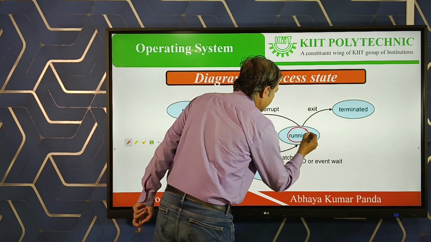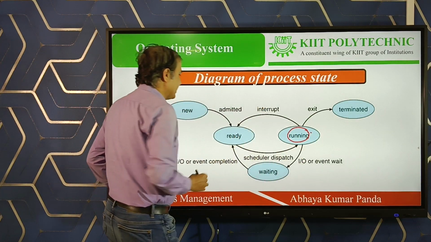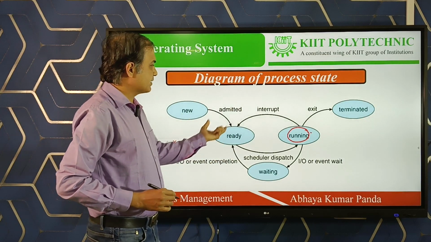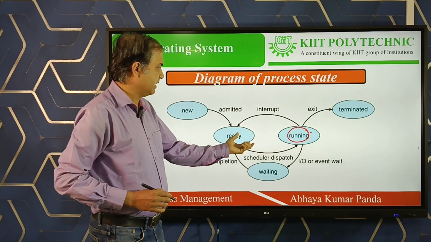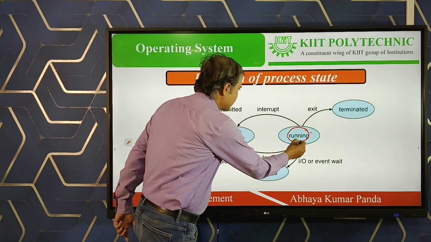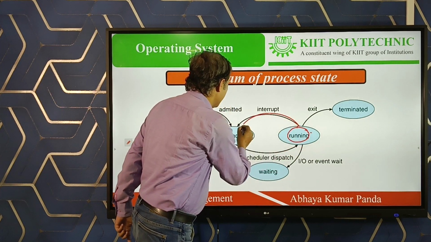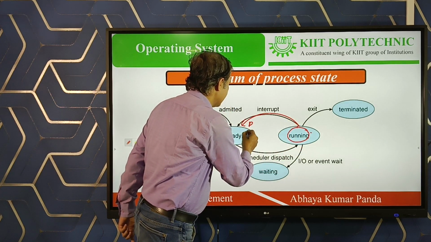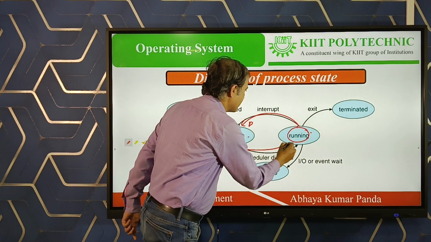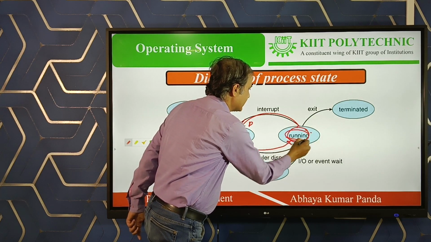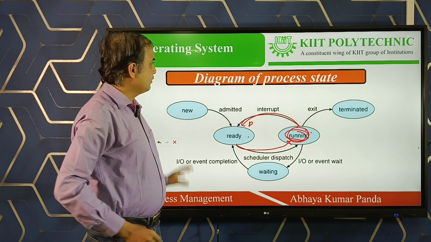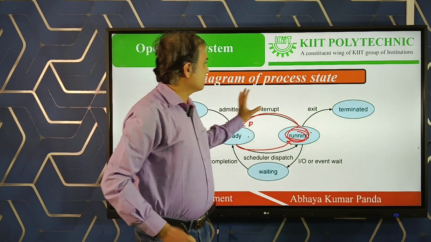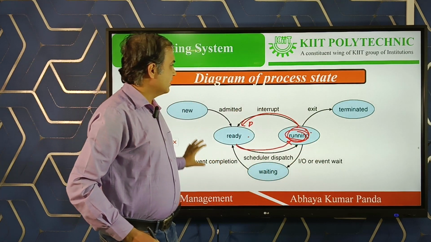If during running some priority jobs come and want to run immediately, then the current process is transferred to the ready queue or ready state, and the priority job is transferred to the running state and executed. Likewise, the different processes are executed like this.